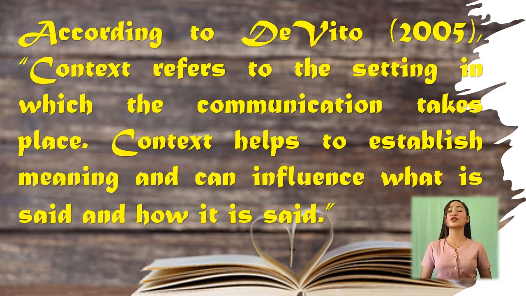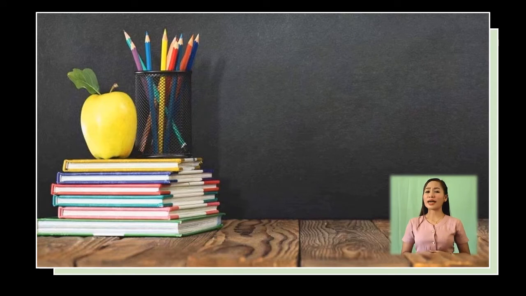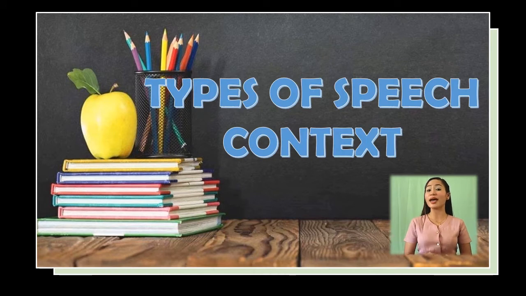According to the year 2005 source, context refers to the setting in which the communication takes place. Context helps to establish meaning and can influence what is said and how it is said. Speech context is important because it helps you to communicate appropriately, understand the meaning of any message conveyed, and respond accordingly. In order for you to have a clear grasp of what speech context is, let us now understand and discuss the different types of speech context.